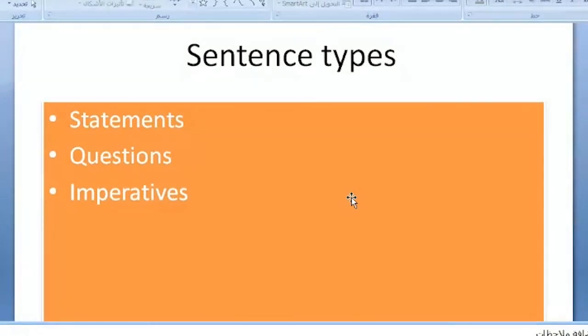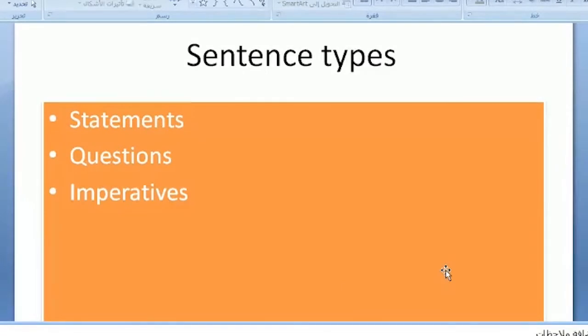Again, all of these three types, statements, questions, imperatives, all of them have polarity. And when I say polarity, it means they can be positive or negative. They can be affirmative or negative. And as a student of English, I should know how to negate a statement, how to negate a question, how to negate an imperative.